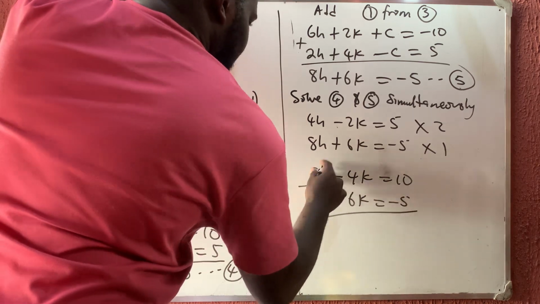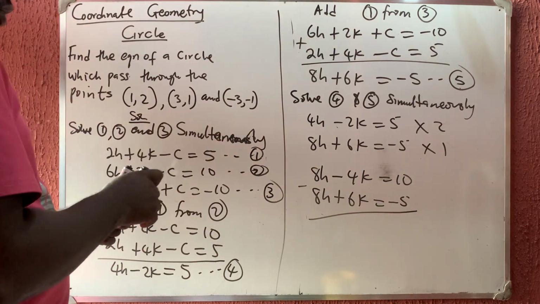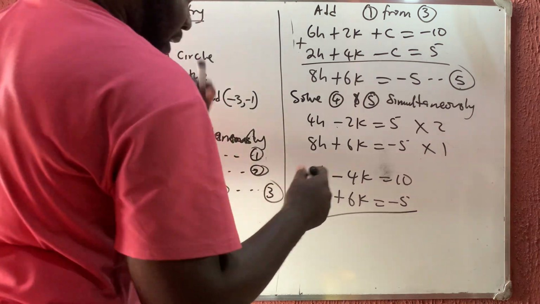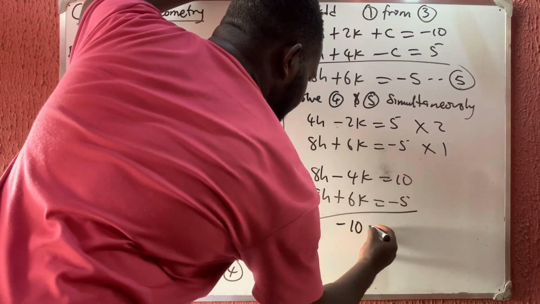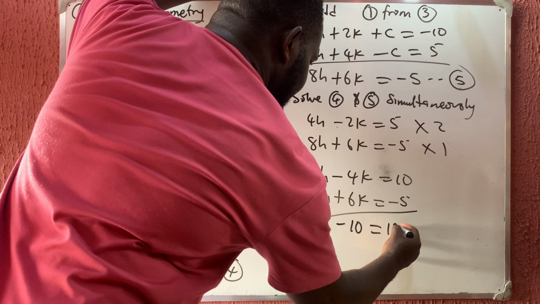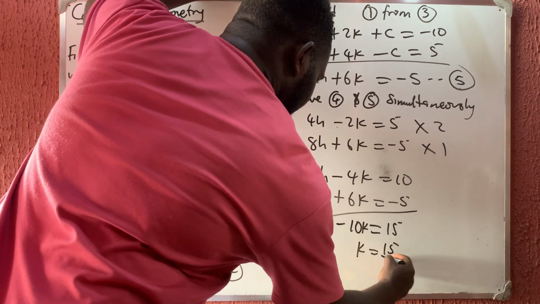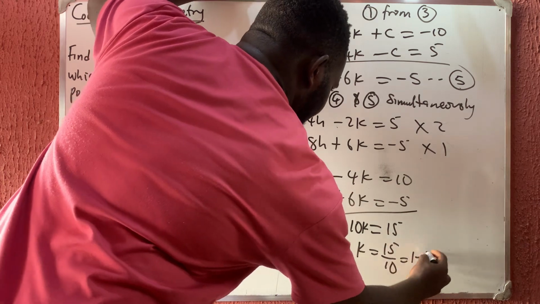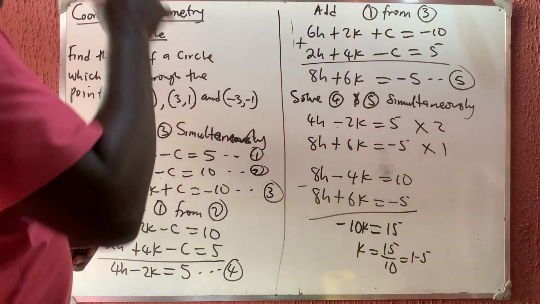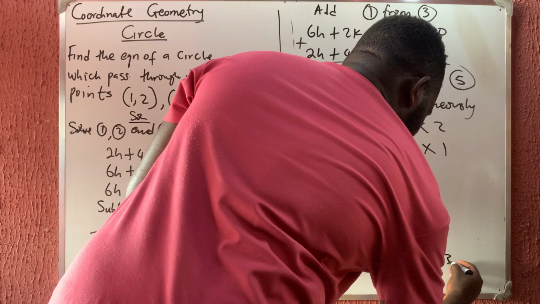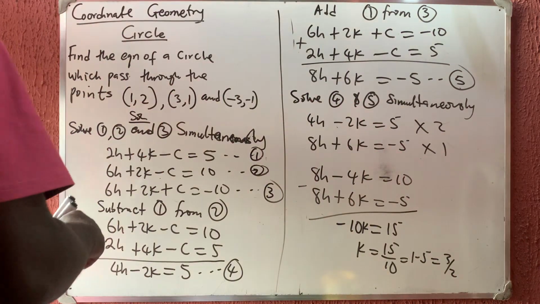So if I subtract, this and this is gone, so this and this is giving me 10. So this is giving me minus 10k is equal to, here is giving me 15. Okay, so therefore my k will now be 15 divided by 10, which is what? 1.5. So my k is 1.5, and 1.5 is the same as what? 3 over 2. Okay, so I've gotten my k.